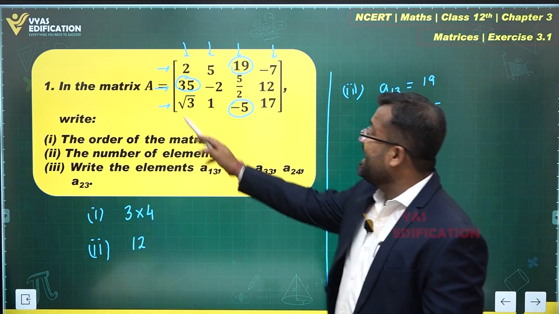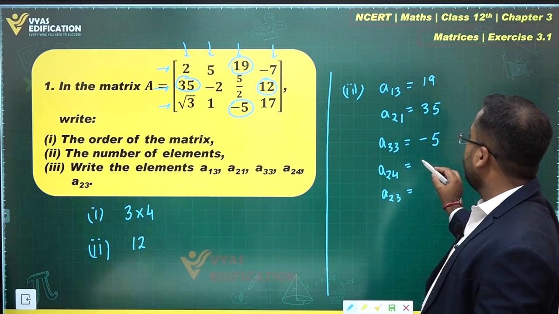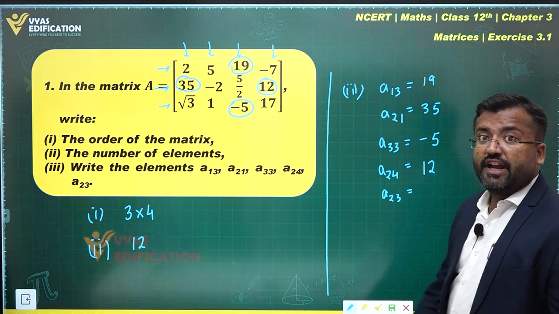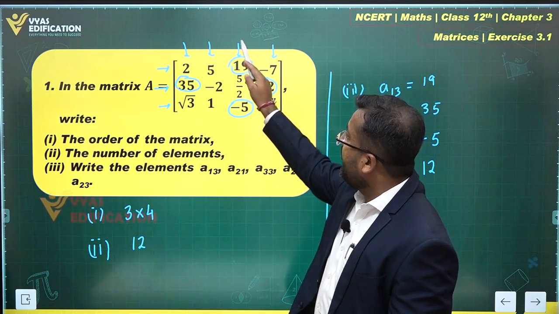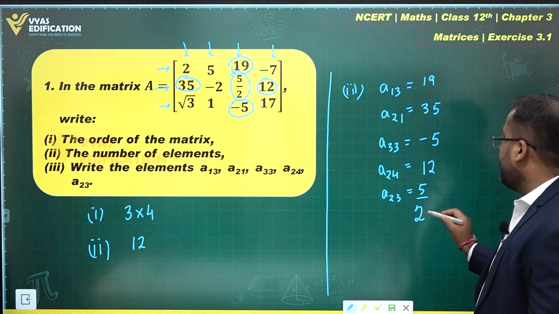What about A24? A24 represents the second row and the fourth column. This is 12. A24 is 12. What about A23? A23 is second row and the third column, which is 5 by 2. So this is equal to 5 by 2.